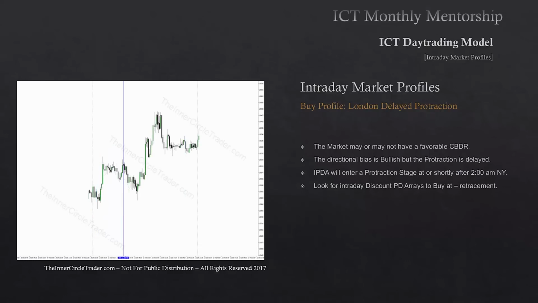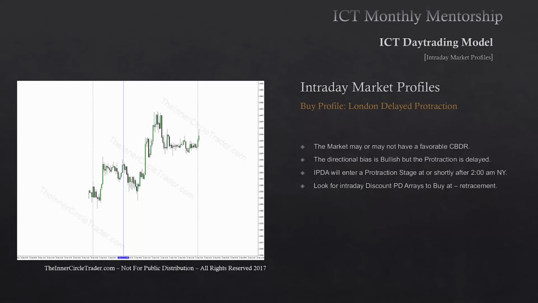The market starts up and it doesn't give us a real clear picture right away. It starts moving higher, doesn't give us that big move lower or initial drop down. So we have a questionable central bank dealers range or Asian range scenario. We can be looking for our directional bias to unfold, which is a bullish day. IPTA will enter a protractionary stage at or shortly after 2 a.m. New York. That's the blue line here.